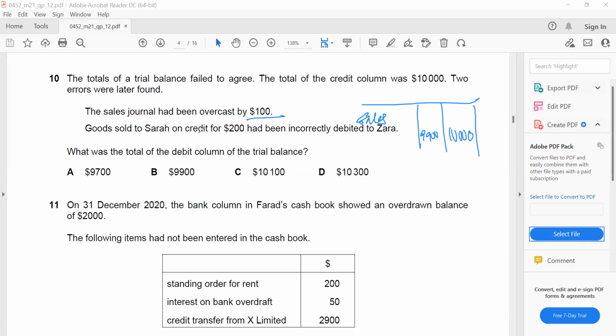Now the first error. Goods sold to Sarah on credit for 200 have been incorrectly debited to Zara. This is an error of commission. There is no adjustment to the trial balance, so it will not affect the trial balance, but there is an adjustment needed for Sarah and Zara. Next, what was the total of the debit column of the trial balance? So the answer should be B, which is this amount. Okay, now let's continue.